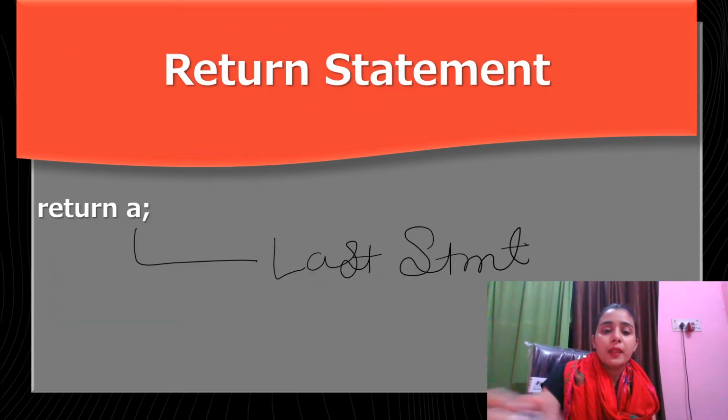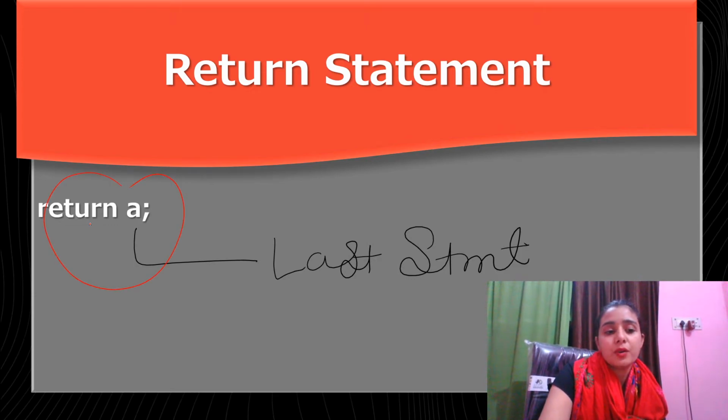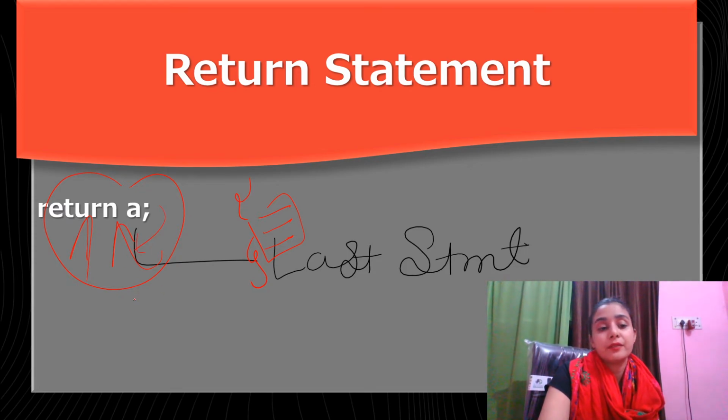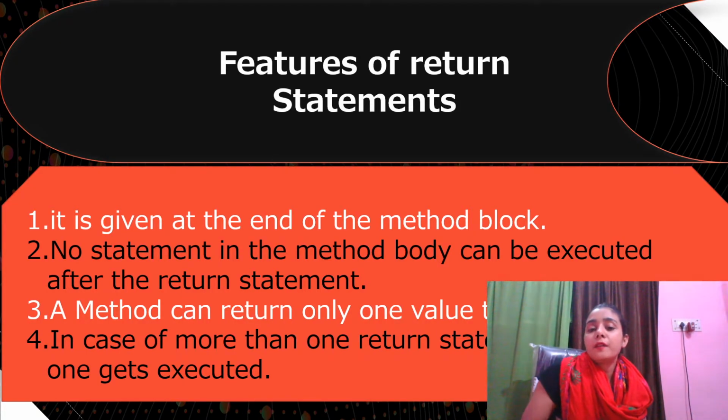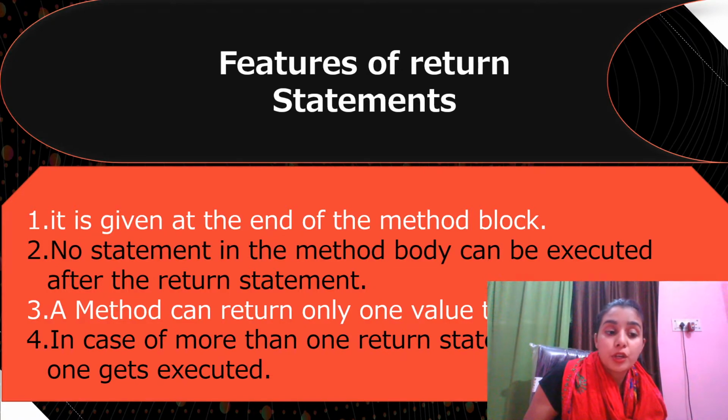Moving to the next, there is our return statement. It is the last statement of our block, our function. You use this return statement at the last only, right? Whatever you write afterwards will create an error and will not run. Okay, so moving to the next. What are the features of the return statement? The first feature is that it is given at the end of the method block.